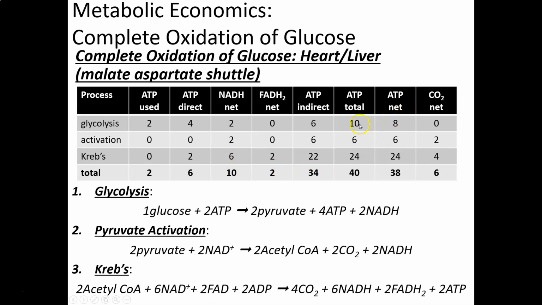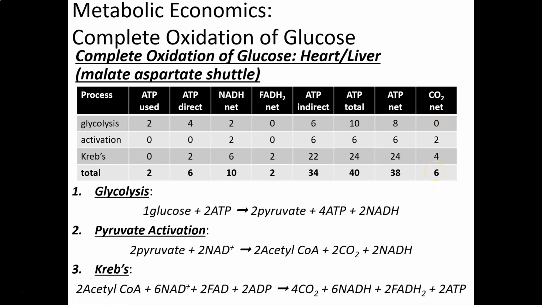ATP total, 10 plus 6 plus 24 is 40. Or 34 plus 6, direct plus indirect, is 40. ATP net, 8 plus 6 plus 24 is 38, or 40 minus 2 is 38. And the CO2 net is 2 in activation, 4 in Krebs for the glucose molecule, and that gives us 6.